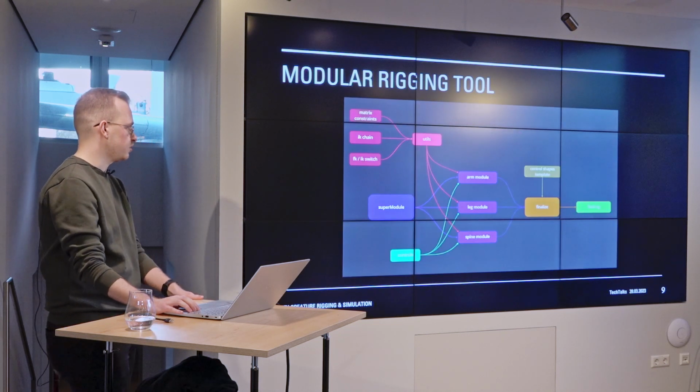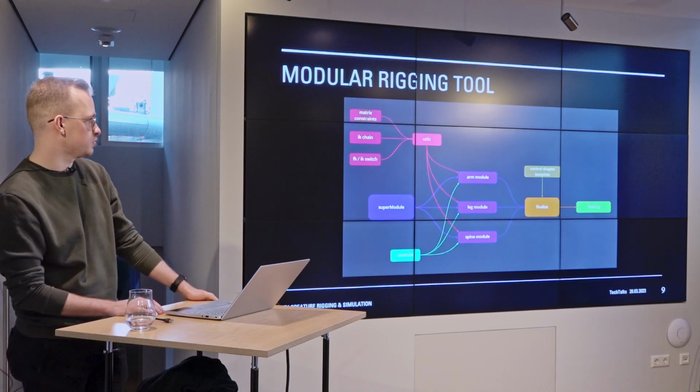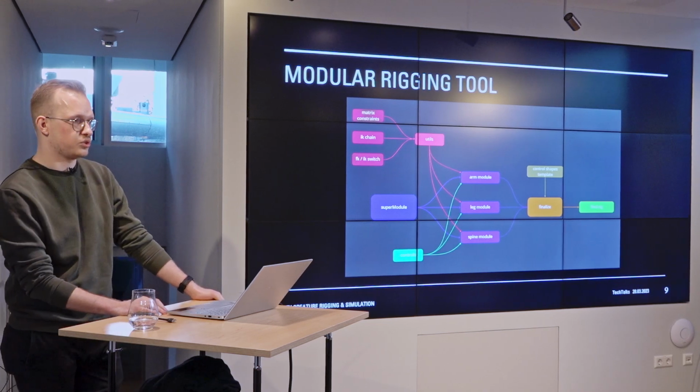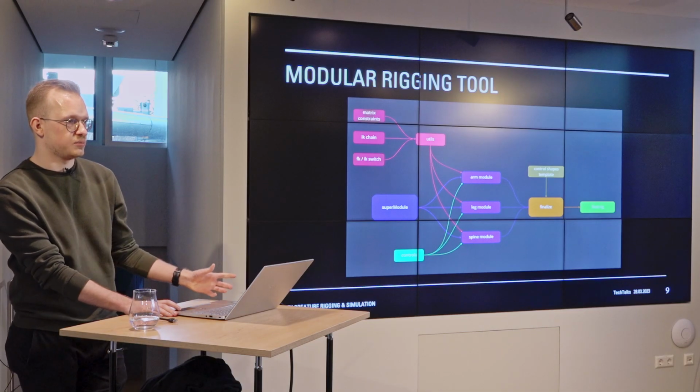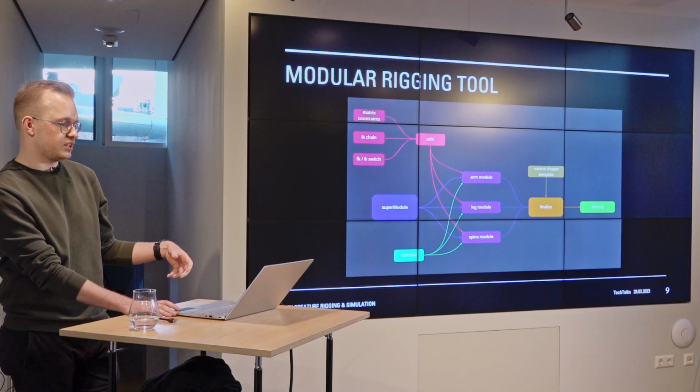So the general idea of this tool is to split every part into a module. For example, the left arm is one module, the right leg is one module, the head, and so on. And every module is a kind of black box. So everything that the module does stays in the module, and only inputs and outputs go in and out.